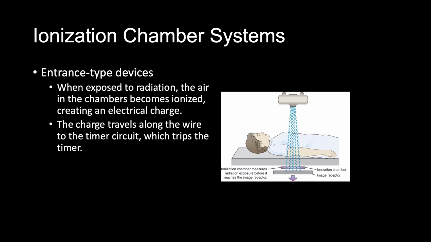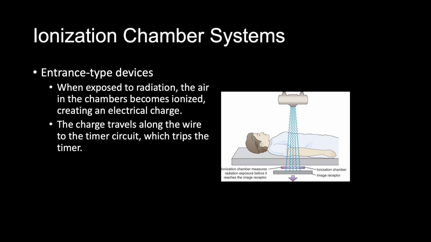An ionization or ion chamber is a hollow cell that contains air and is connected to the timer circuit via an electrical wire. Ionization chamber AEC devices are considered entrance type devices, opposite of the phototimers, which were exit devices. Because the detectors are positioned in front of the image receptor so that the radiation interacts with the detectors just before interacting with the image receptor.